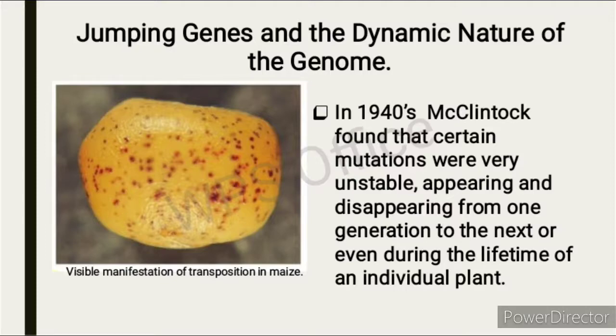Kernels of corn are typically uniform in color. The spots on this kernel result from a mutation in a gene that codes for an enzyme involved in pigment production. Mutations of this type can be unstable, arising or disappearing during the period in which a single kernel develops. These unstable mutations appear and disappear as the result of movement of transposable elements during the period of development.